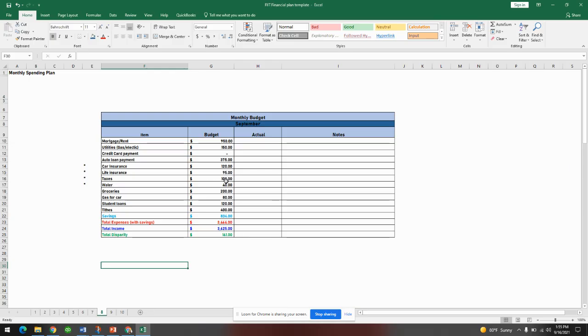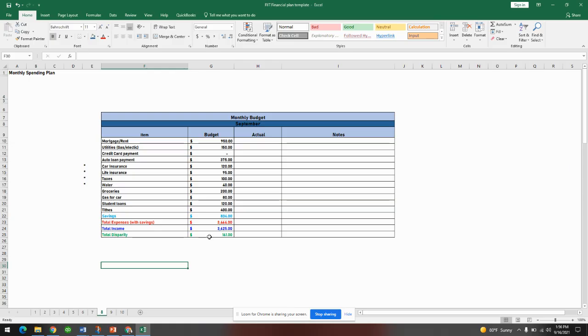Taxes is $100 because our annual payment is $1,000, so I divided that by 12. That's $100. Our water annually was $480. Now we know water bills come out quarterly, but if we wanted to look at what it is monthly, it'd be $40. Then we have our grocery for our home, gas for our car of $80, our student loan payment, and then our tithes and our savings of $834 a month. So that can give us our $10,000 savings goal number.